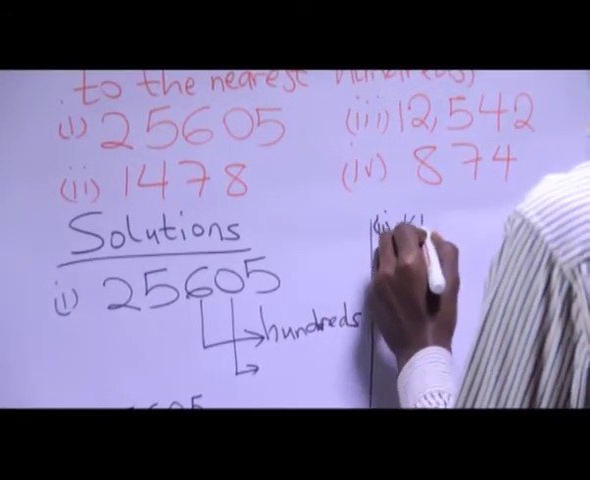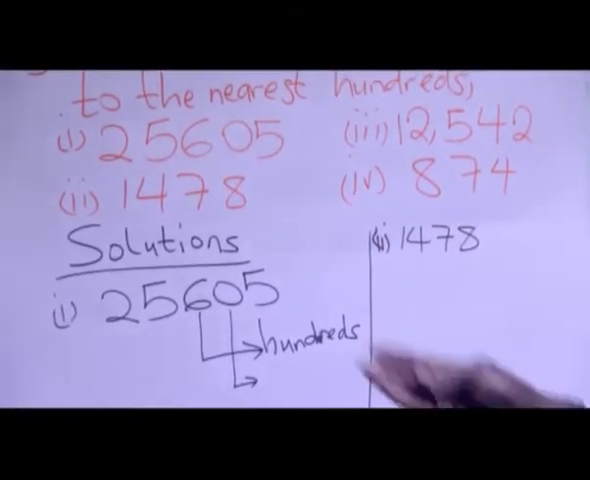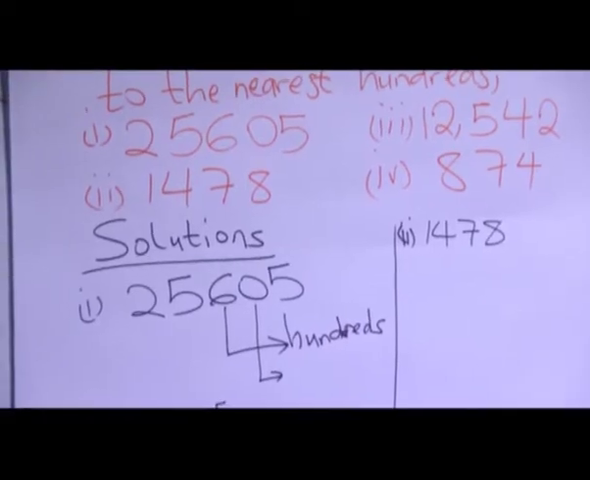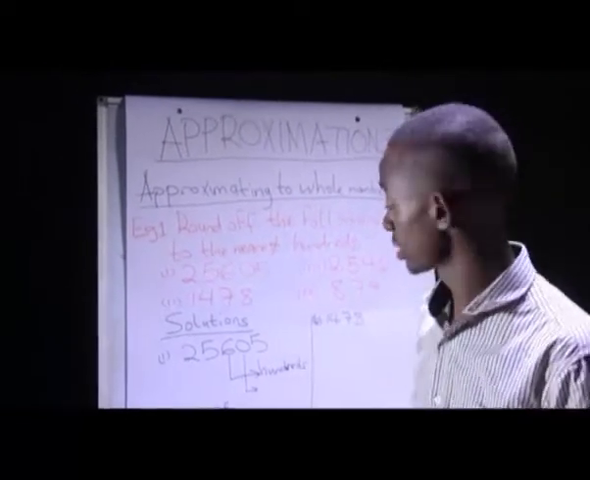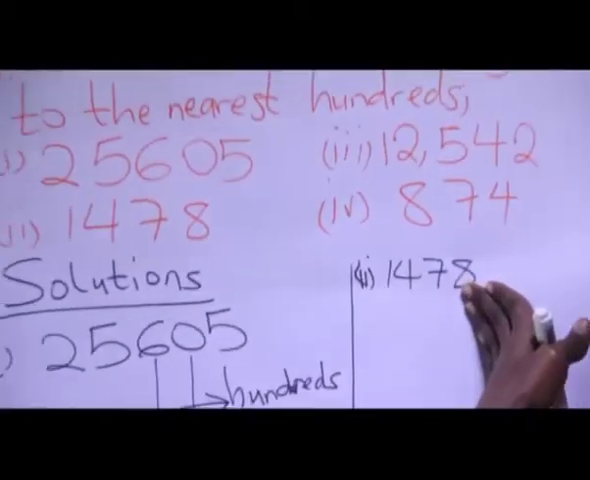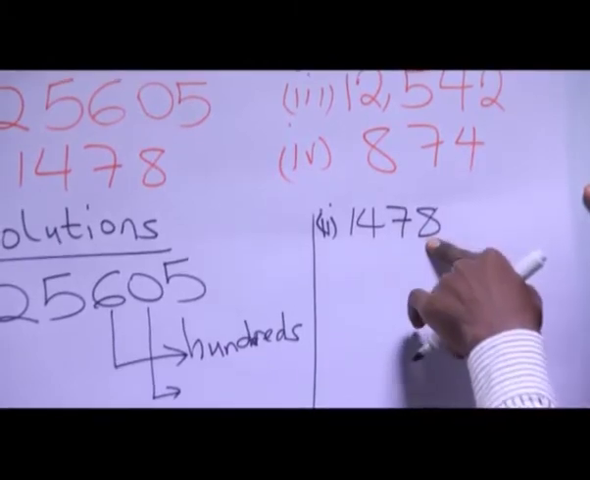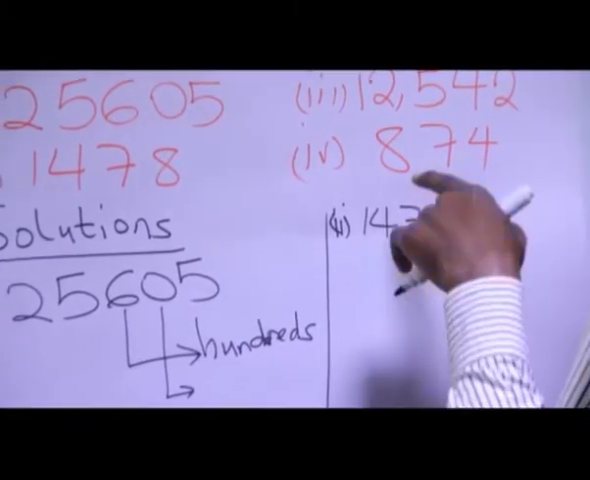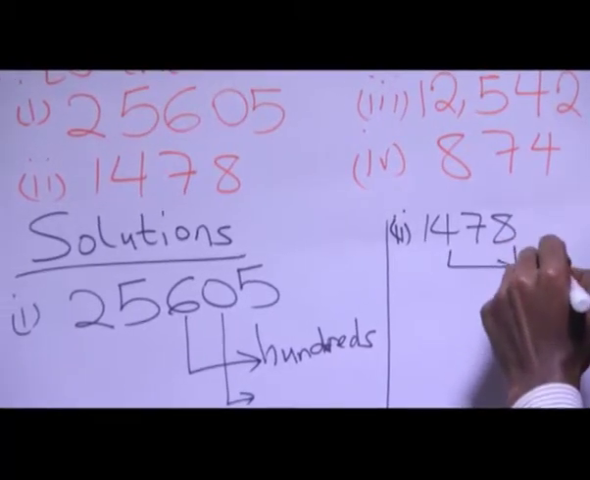We have 1,478. So we do like what we did here. Number 1, you locate the number which is in the place value of hundreds. So I'm going to start from the right, going towards the left. Of course, the last one here is ones, tens, and then hundreds. So meaning 4 is in the place value of hundreds.